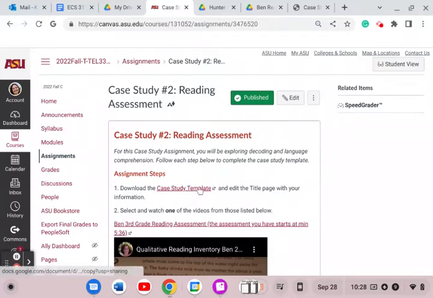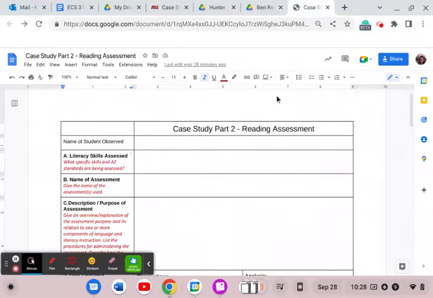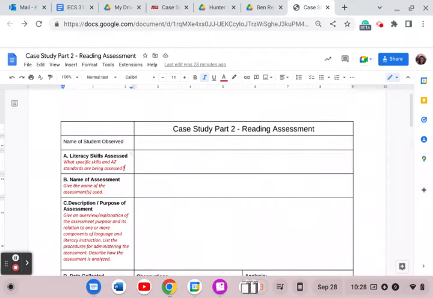So, you want to have your template. You're going to make a copy of your template, and here it is. So this template, remember, you can't just jump right into the template. There are a few things you can start with. A, B, and C are not described in Canvas. A is the literacy skill assessed. That would be decoding and language comprehension.